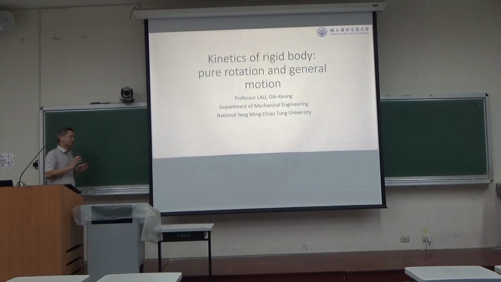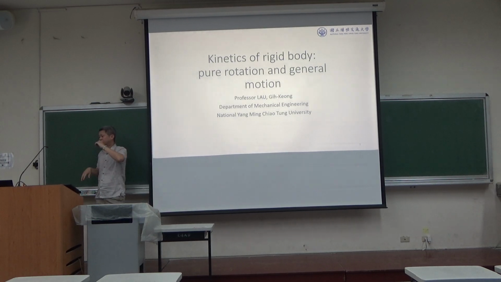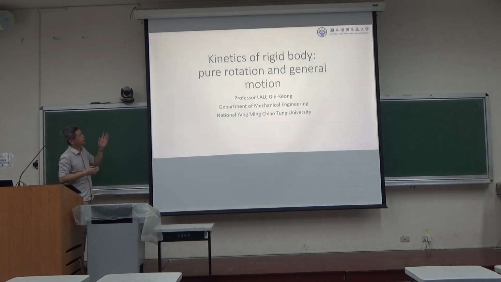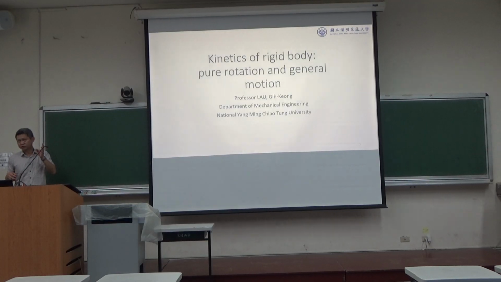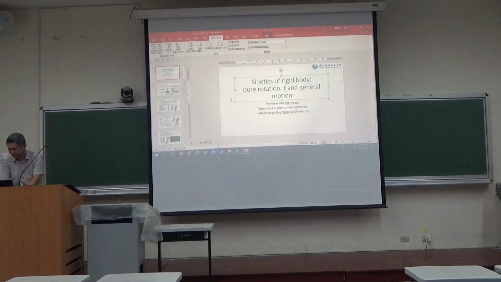Previously you have learned about kinematics. Kinematics is basically the geometry of motion. And today we're going to study how to apply Newton's second law to a rigid body. There are two kinds of motions that you need to pay attention to. This is pure rotation, and indeed translation is part of that, but it's relatively simple. And then the combination of translation and rotation gives you the general motion.